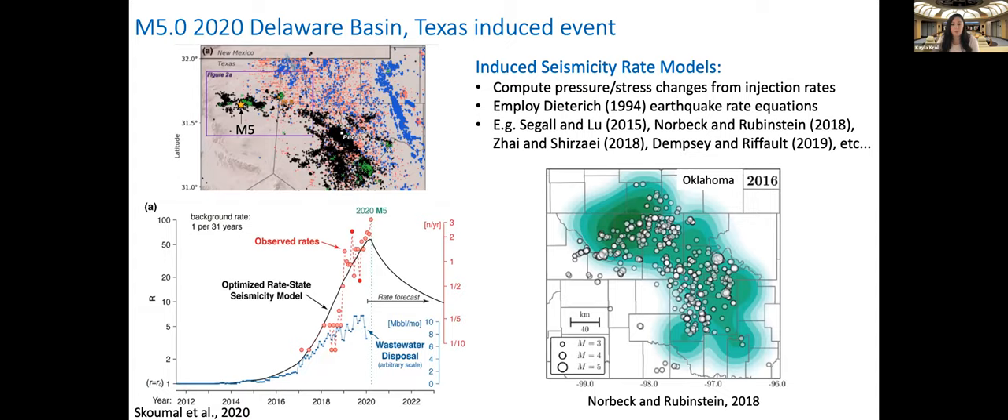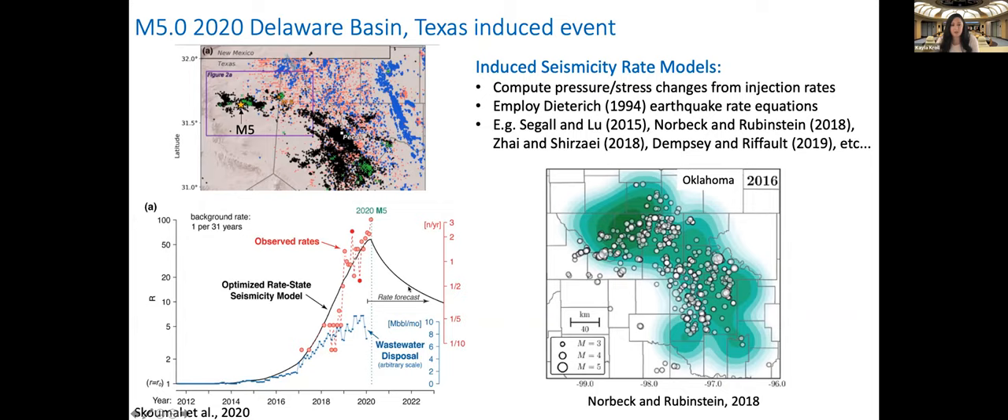And that brings me to the different types of modeling approaches that are currently being employed to study induced seismicity. In general, these methods fall into two categories. The first is the application of the earthquake rate equations from Dieterich 94 to stress changes caused by injection. And so this figure from Skoumal et al. shows the application of such a method to seismicity that occurred near that magnitude 5 event, where the seismicity rate model is in black, is fit to the observed seismicity in red, and then the seismicity rates are forecasted forward in time after the magnitude 5.